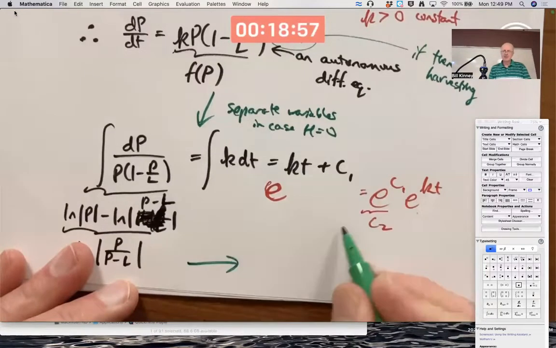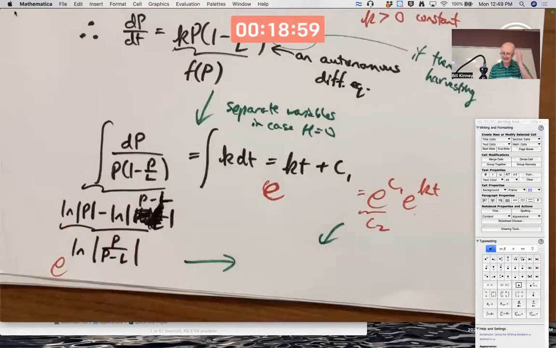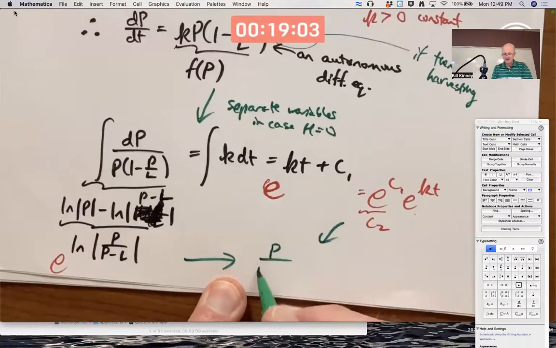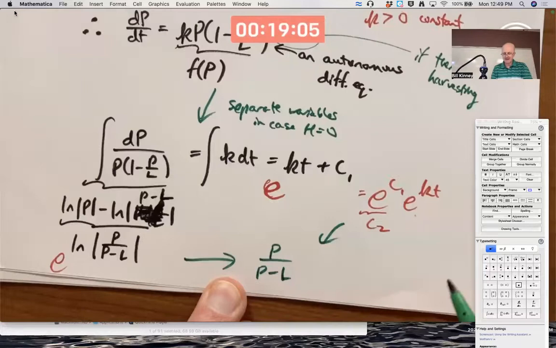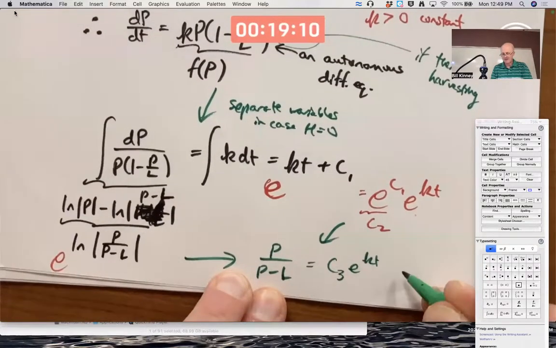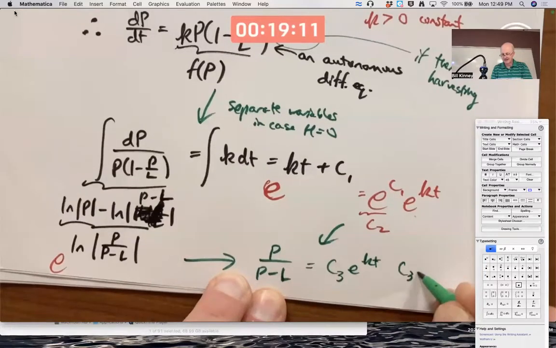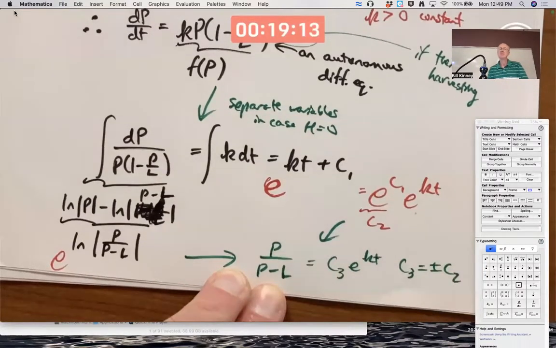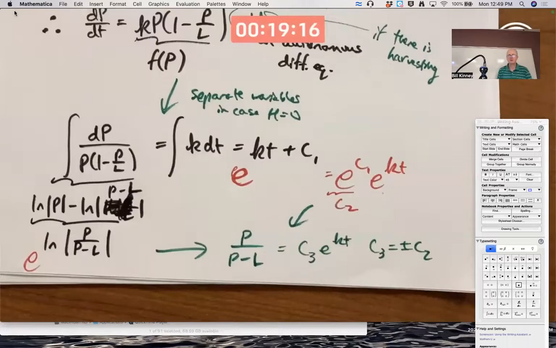Can I get rid of the absolute value signs? Yeah, effectively, yes, you can. This is not a full justification, but it does work. If we get rid of the absolute value signs there, then we're saying maybe it's C3 times e to the KT, where you might say C3 is plus or minus C2. It's not a proof, but it's a pseudo justification.